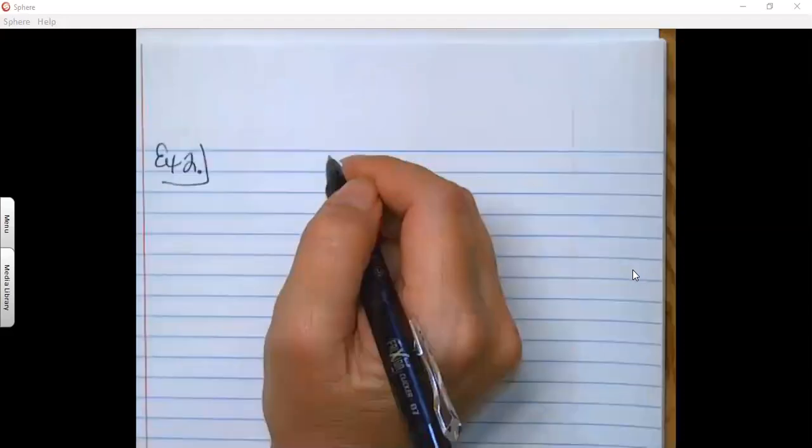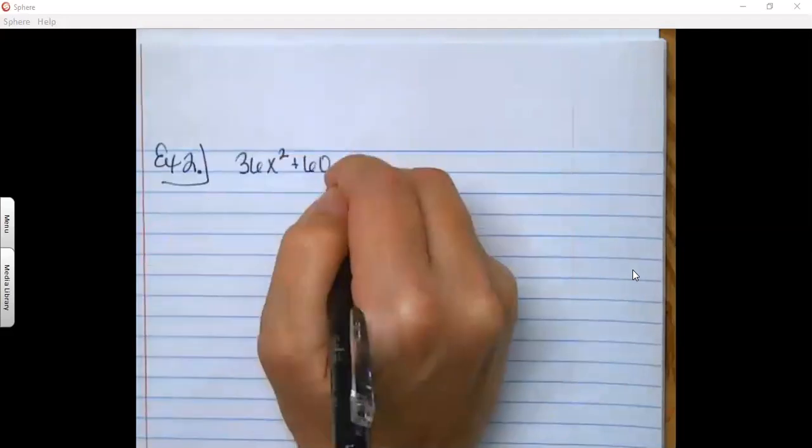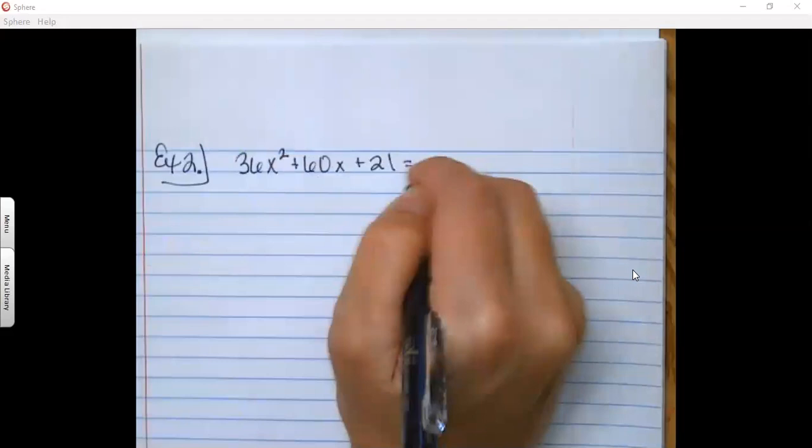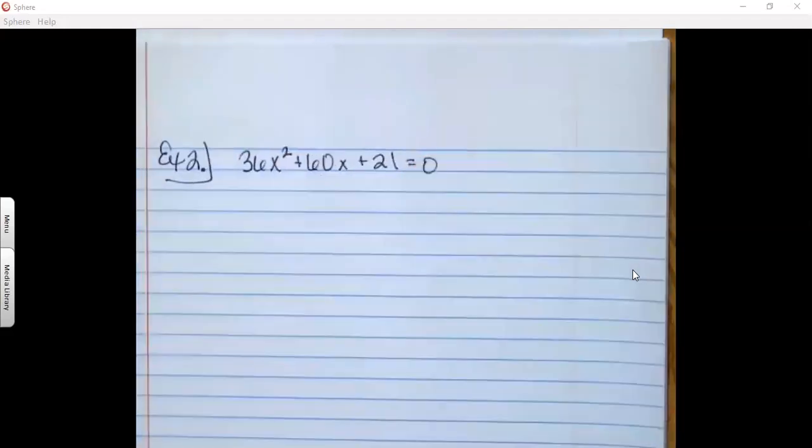Now, that one seemed like it took forever because we were writing things down, I'm over-explaining, all that stuff, but it really doesn't take that long. So with this one, same directions, we are going to factor to solve 36x squared plus 60x plus 21 equals 0.